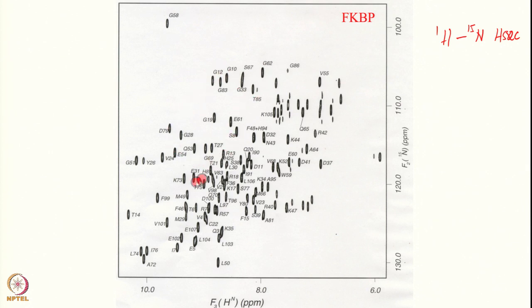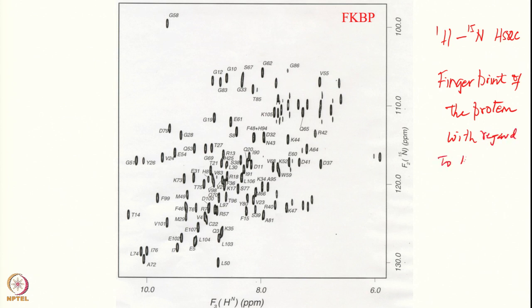Therefore, since you are able to count the number of peaks distinctly, one for each residue, the number of peaks will be almost equal to the number of residues in your protein, barring prolines. The prolines do not have the amide protons, therefore you will not see those cross peaks, and therefore this experiment is called the fingerprint of the protein with regard to its primary structure, that is the amino acid sequence, fingerprint of the protein with regard to the primary structure.